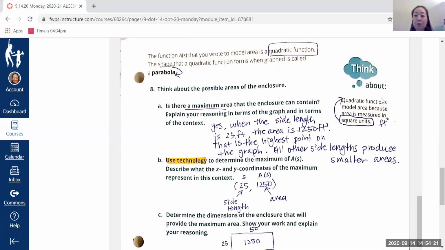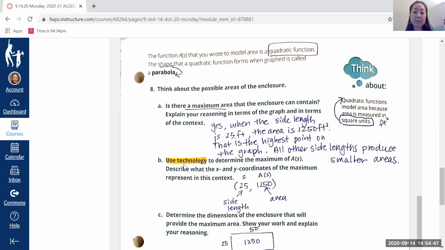And I thought this was kind of cool. If you think about it, quadratic functions model area, because area is measured in square units, right? Square footage, like when we're talking about houses or apartments, how many of these square feet fit in, if you lay them all next to each other. That's how you can tell how big a house is, right?